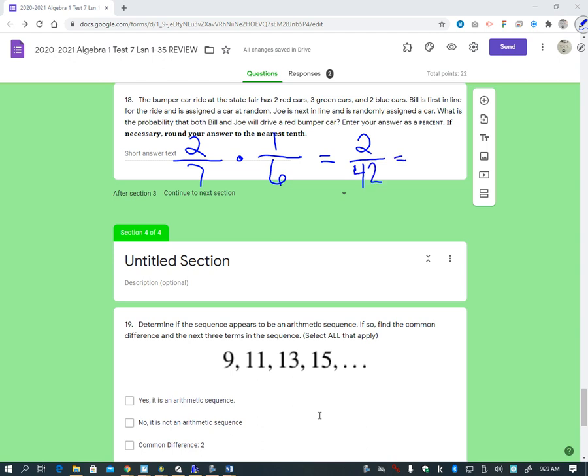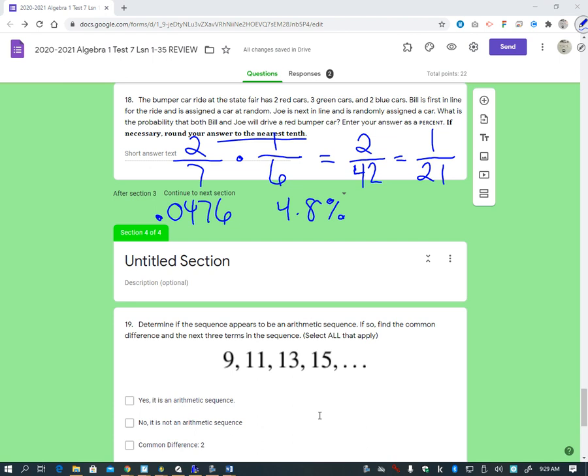Okay, which would be 1 out of what? That's not our final answer. In my calculator, I need to do 1 divided by 21. What's 1 divided by 21 as a decimal? 0.0476. Now, I want that as a percent to the nearest tenth. What is that? It's 4.8%, not 4.76%. That will be wrong.